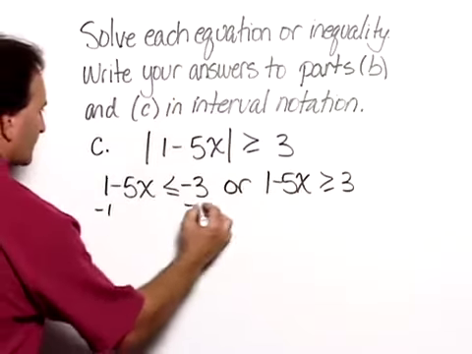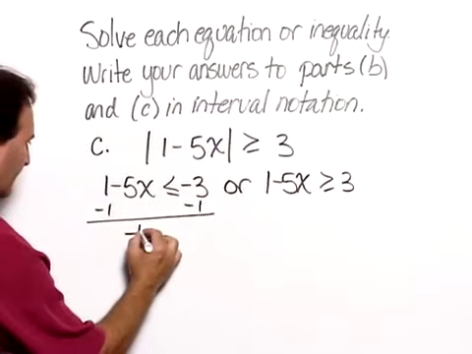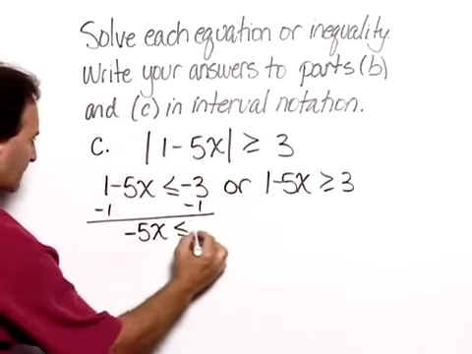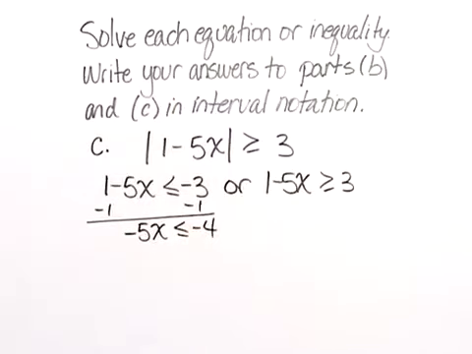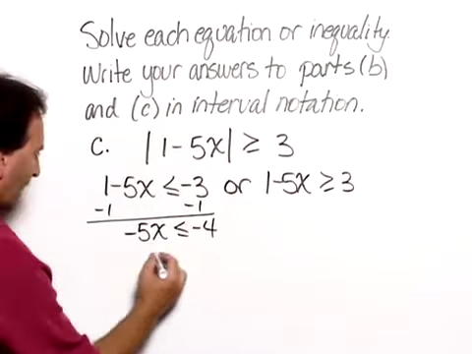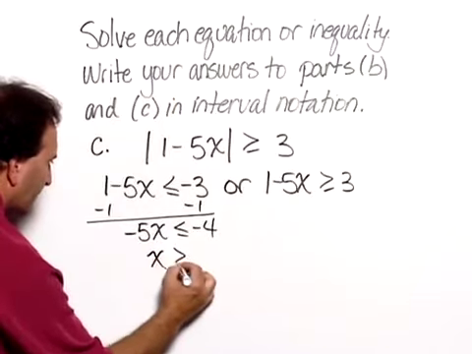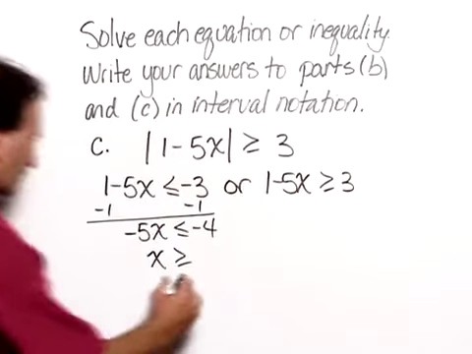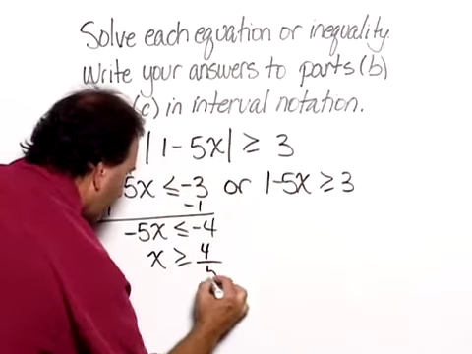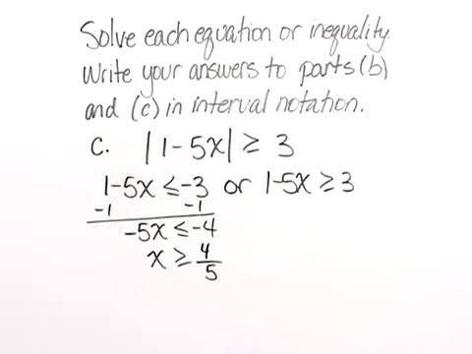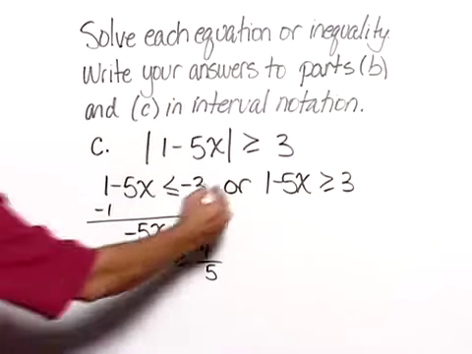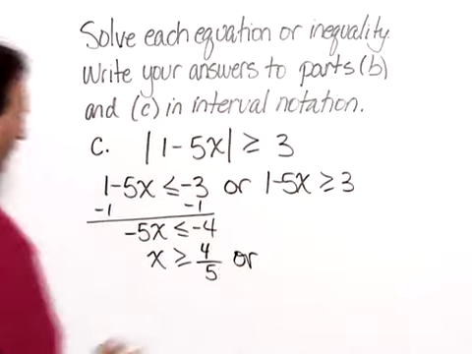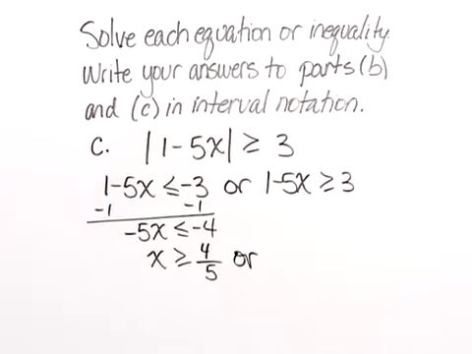Subtract 1 from both sides. We get negative 5x is less than or equal to negative 4. Divide both sides by the negative 5, which means we have to reverse the symbol, so we get x is greater than or equal to 4/5. And it's positive because a negative divided by a negative is positive. We have the word or, which will go between our two solutions.